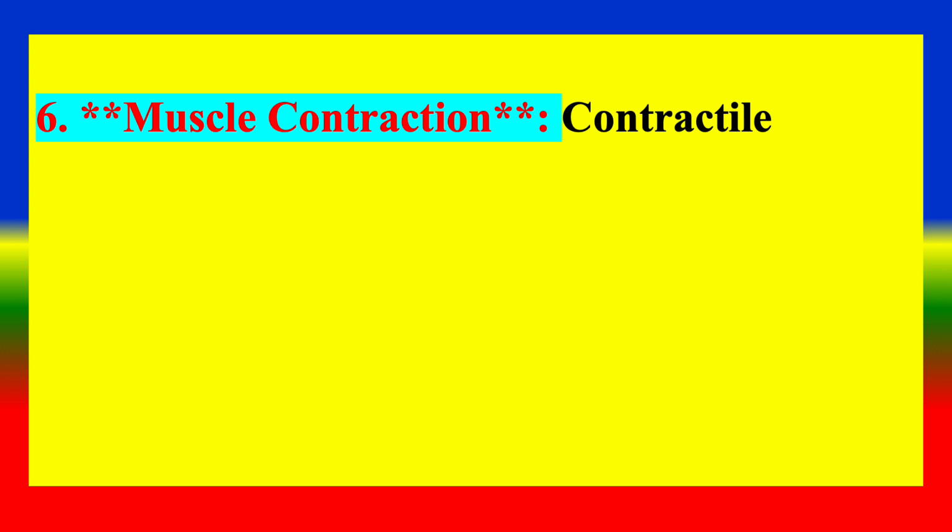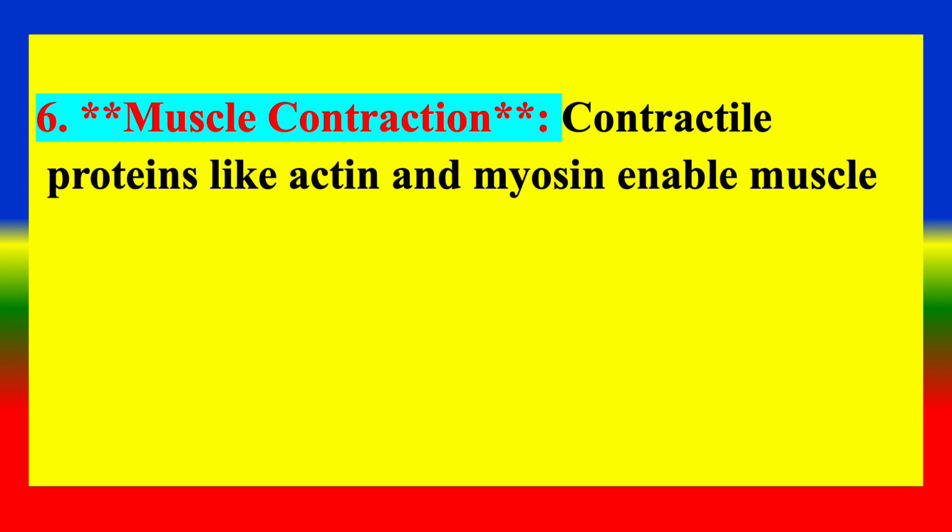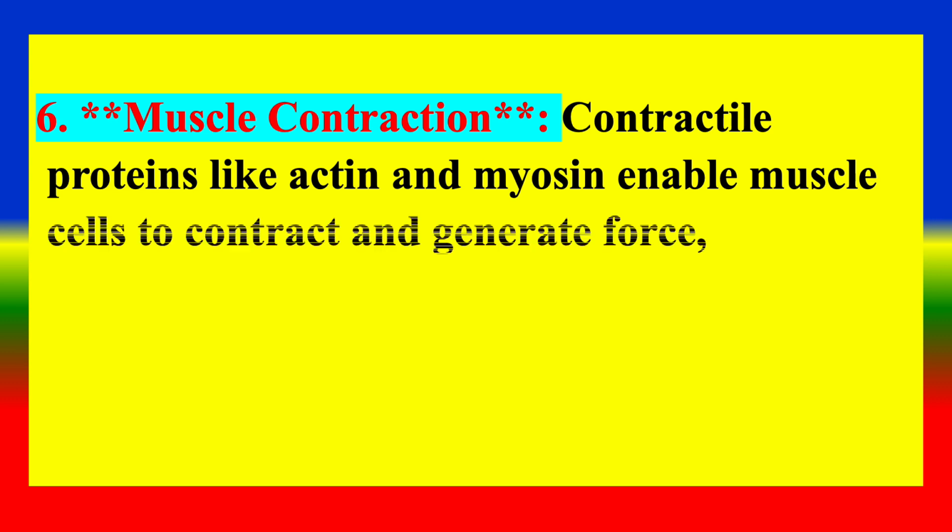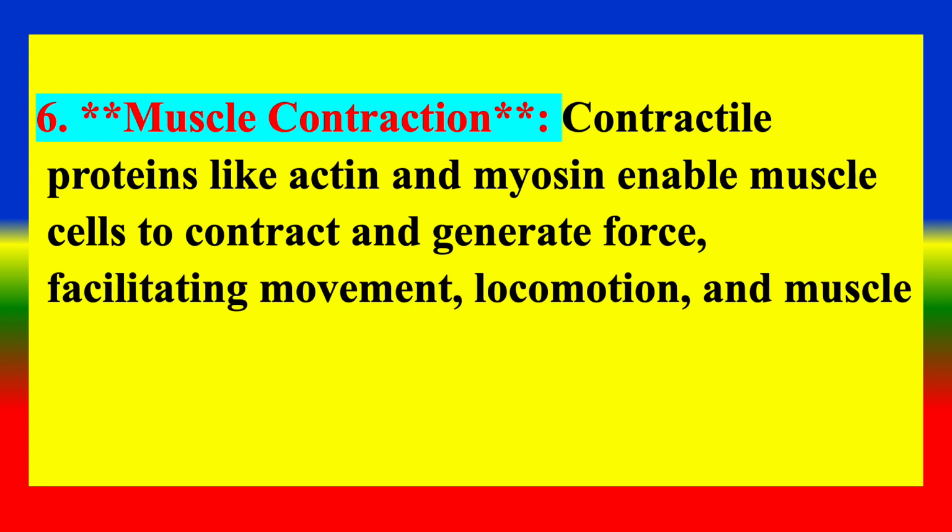Six, muscle contraction. Contractile proteins like actin and myosin enable muscle cells to contract and generate force, facilitating movement, locomotion, and muscle function.